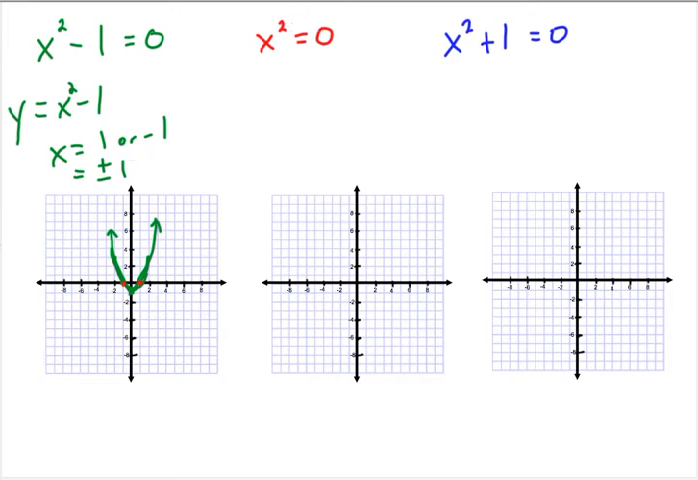Let's take a look at the red one. The vertex here is, remember we're graphing y equals x squared. And so the vertex is at 0, 0. And if x is 1, y is 1. If x is 2, y is 4. Looks very similar to that first equation we have there on the left, except it's just up a little bit.